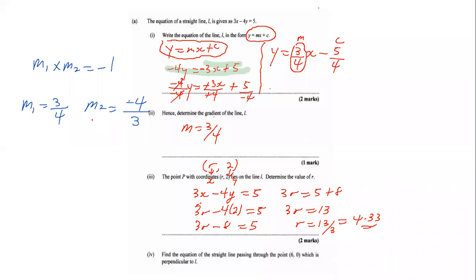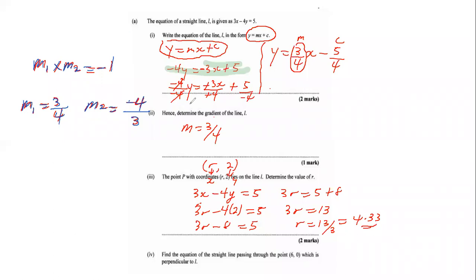So I said that m1 times m2 should give me -1. Sir, I'm not seeing the last question well, please. Okay, hold on. Then this m2 is equal to -4/3. I'm going to write the last question here.